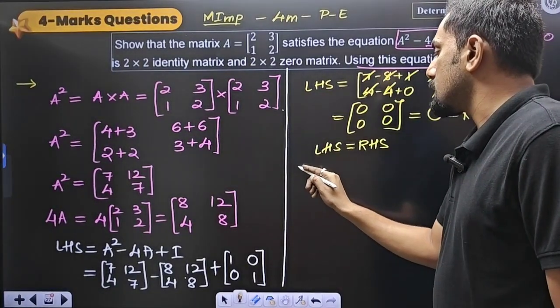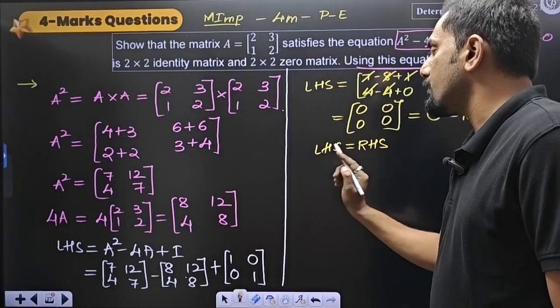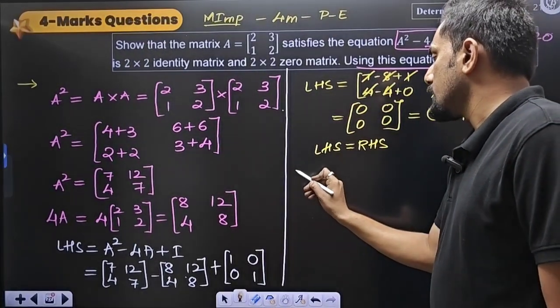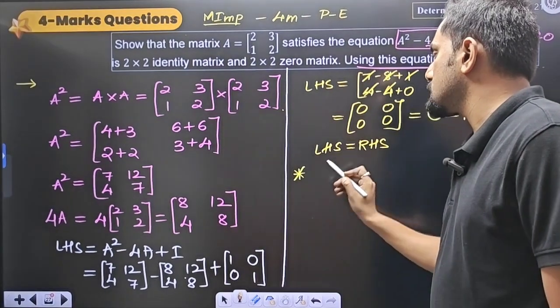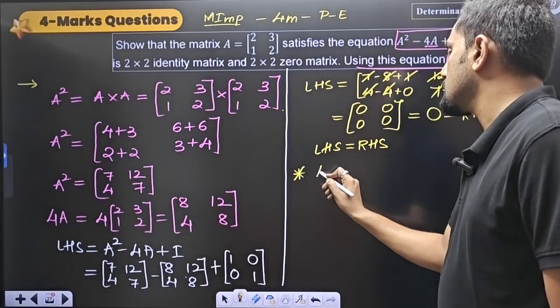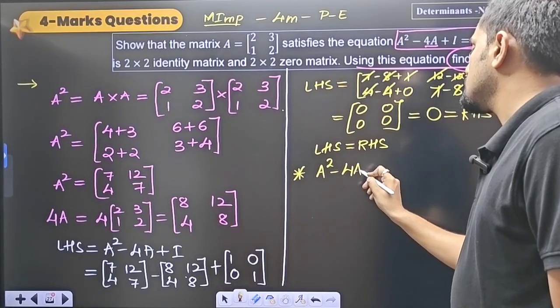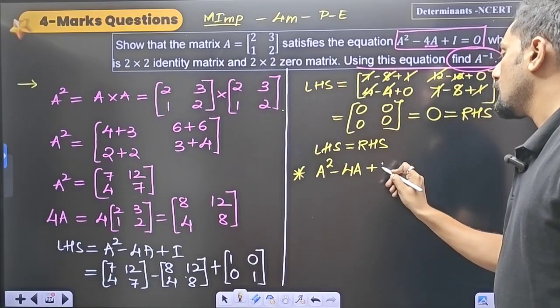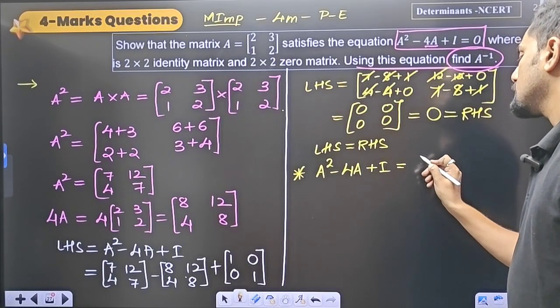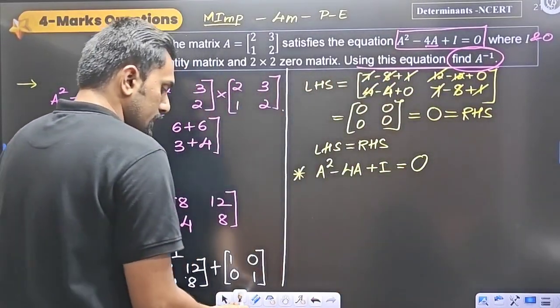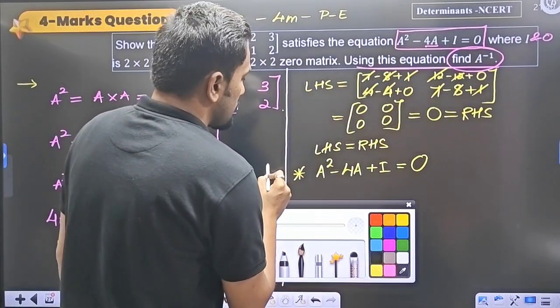And in the second part, hence find A inverse using this. So let me consider the characteristic equation. What is the characteristic equation? Let us write A square minus 4 times A plus I equals O. Okay, look here, what do we do in this?